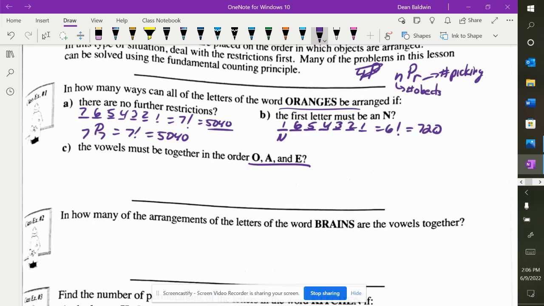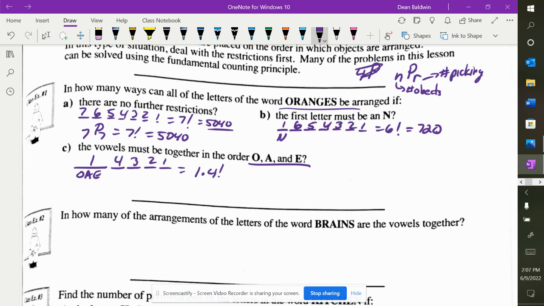What if I then say the vowels must be together and in the order O-A-E? If I force you to put letters together in a specific order, it helps to think of it as one letter, essentially, or one sort of object. So O-A-E. There's only one way I can arrange them, right? It has to be in that order. So one way. How many letters are left once I remove the O, A and E? There's 4 letters. So how many choices do you have for the next letter? 4. And then 3, 2, 1. So that's 4 factorial, right? So 1 times 4 factorial.